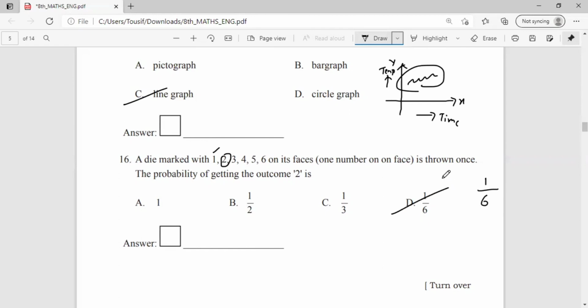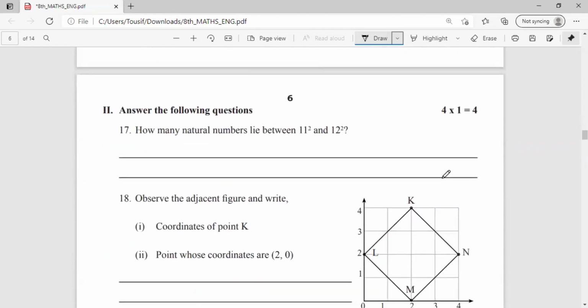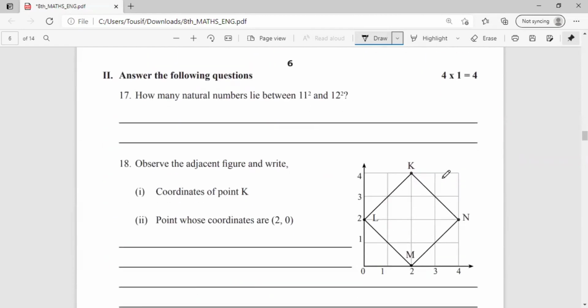Okay, that was the first main of the MCQ type questions. So let us begin with the next one. The next main. Answer the following questions. A very simple one: how many natural numbers lie between 11 square and 12 square?